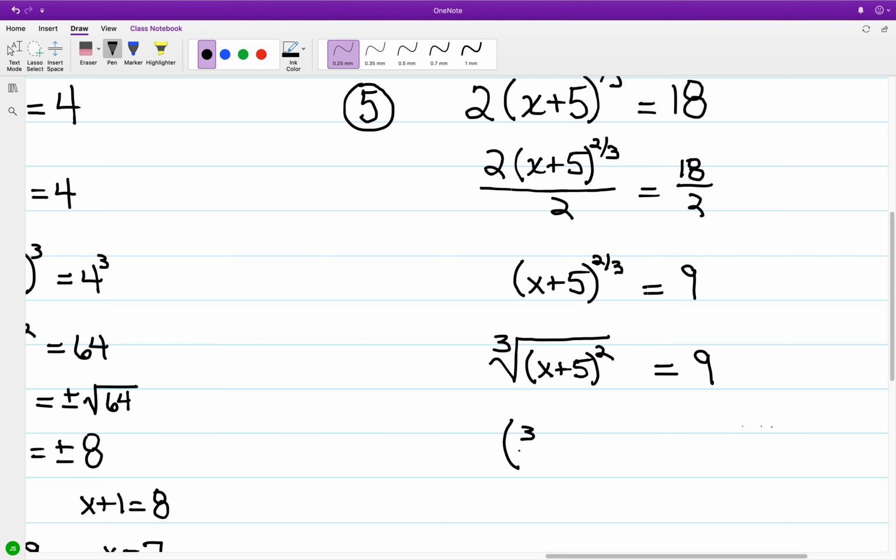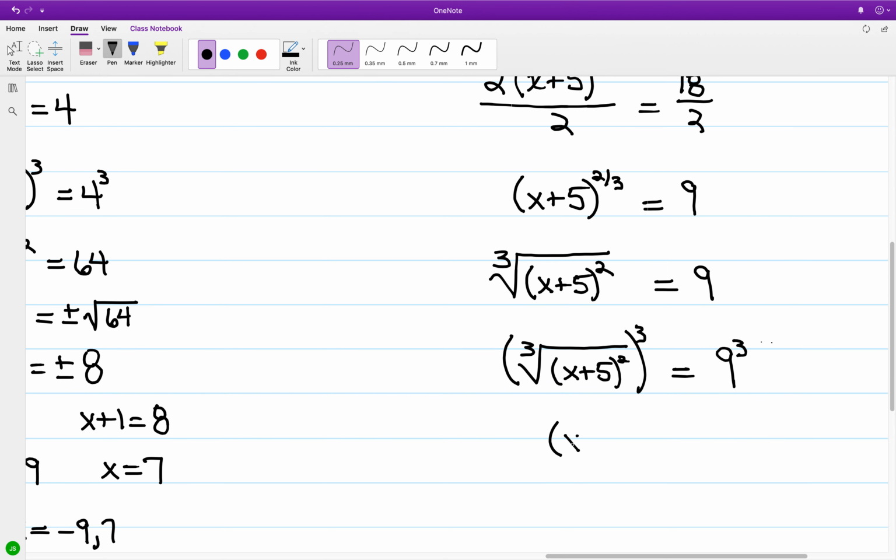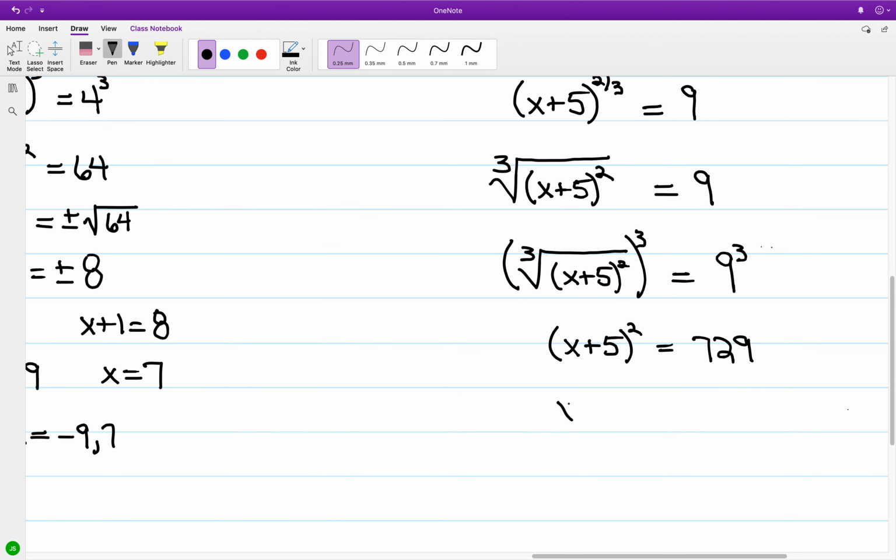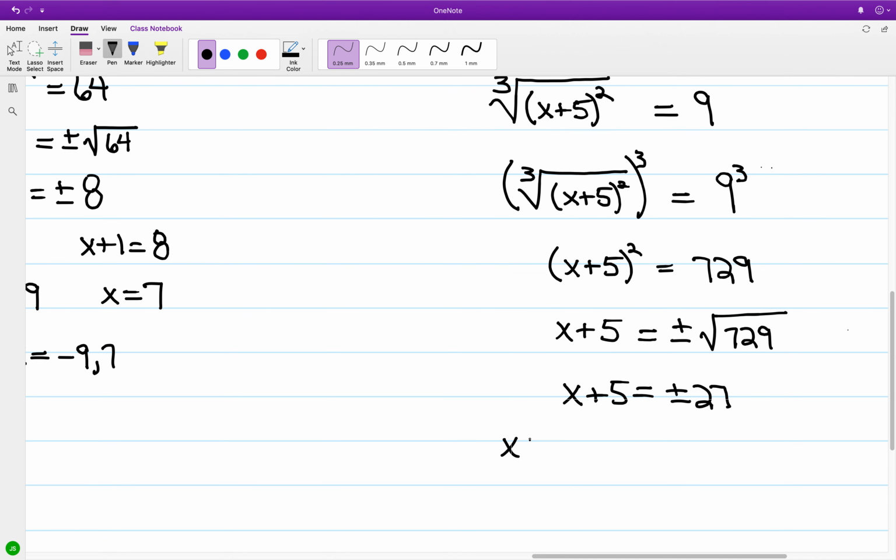And removing the radical, upon cubing both sides, the left-hand side becomes the square of x plus 5. And on the right-hand side, 9 cubed comes out to 729. And once again, utilizing the square root property of equality, we have x plus 5 is equal to plus or minus the square root of 729. So we have x plus 5 is equal to plus or minus 27. So we're going to have two solutions for x. At the lower end, x plus 5 is equal to -27, and at the upper, x plus 5 is equal to 27.